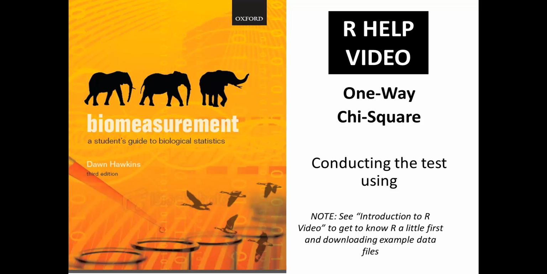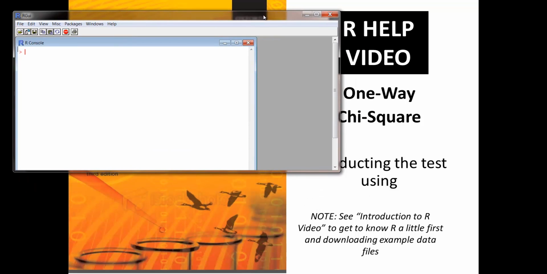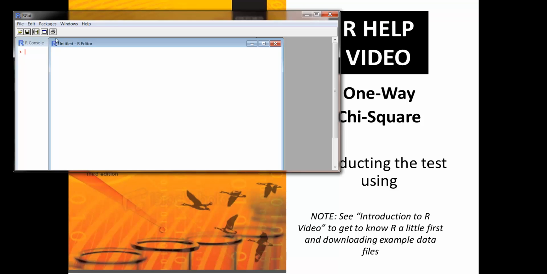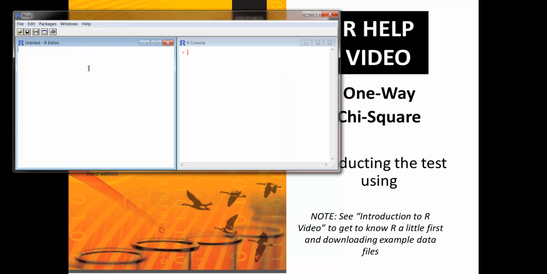What you need to do is open R, and then once you've opened R, open a new script file. For ease I usually vertically tile them. Now what we need to do is put the code that we're going to use to get R to do something in this window here, in the R editor window.